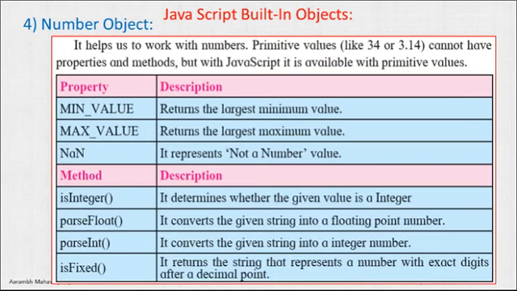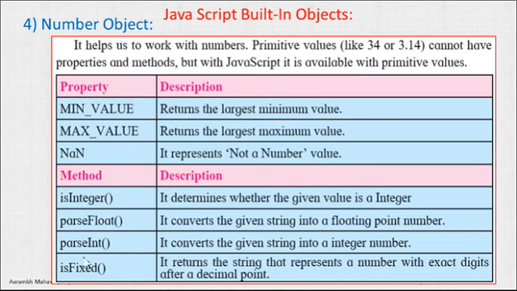The next one is the number object. It helps us to work with numbers. Primitively, values like 34 or 3.14 cannot have properties and methods, but with JavaScript it is available with primitive values. Its properties are minimum value, maximum value and NaN, which means not a value. If your entered data is not a number, then this will display it as not a number.